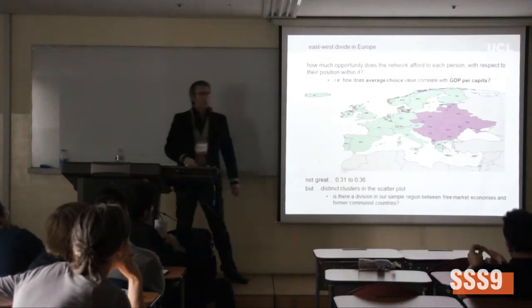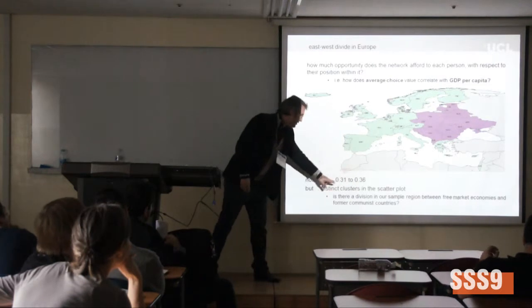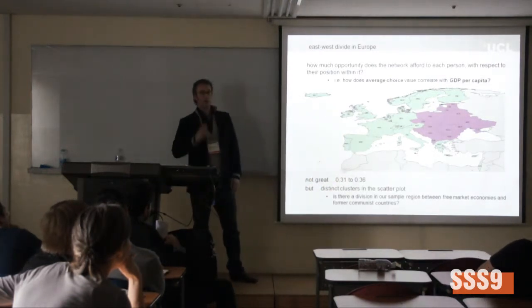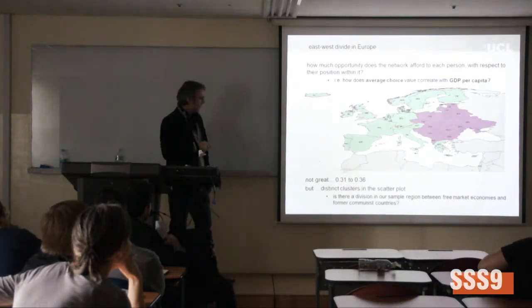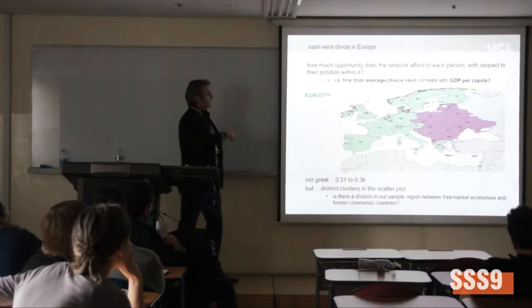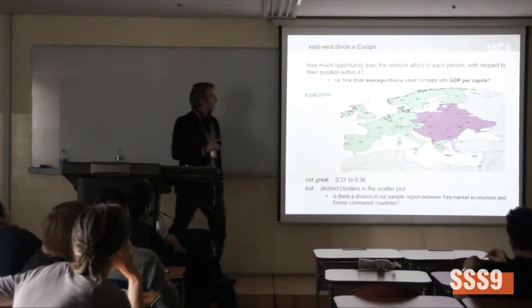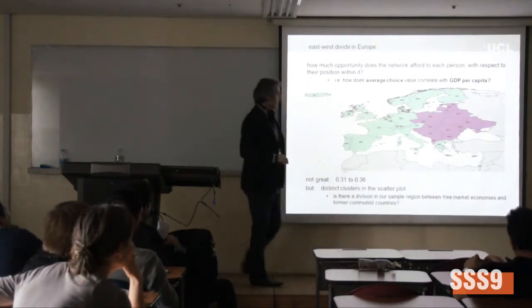When we look at the correlations compared to the one before, we get something that's reasonable, but it's not great. We only get a 0.3 to 0.36 correlation when we're looking at GDP per capita to the choice values. But what we did see, when we look at that plot, and you'll see it in a second, is that there are distinct clusters. And the distinct clusters seem to correspond to the difference between Eastern and Western Europe.